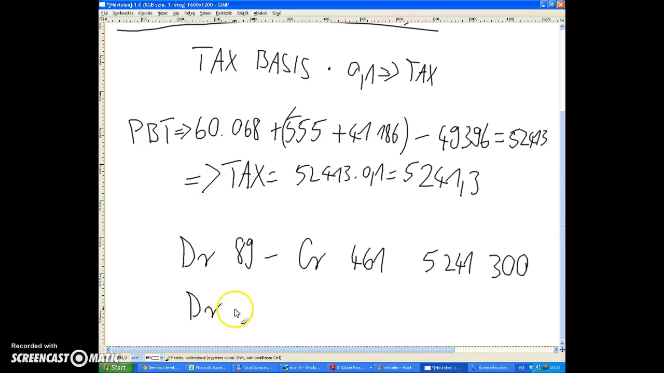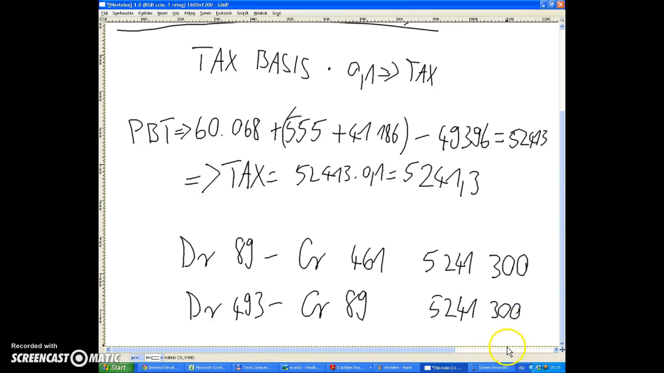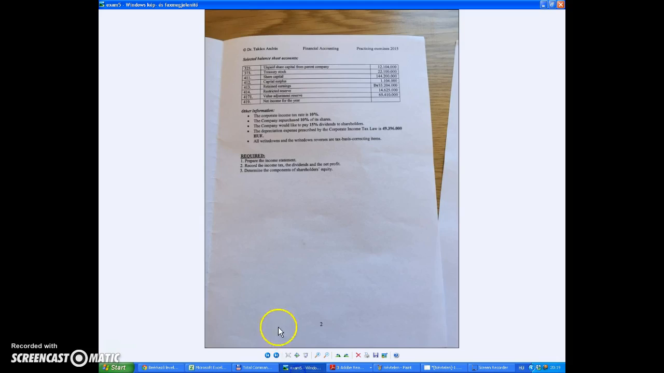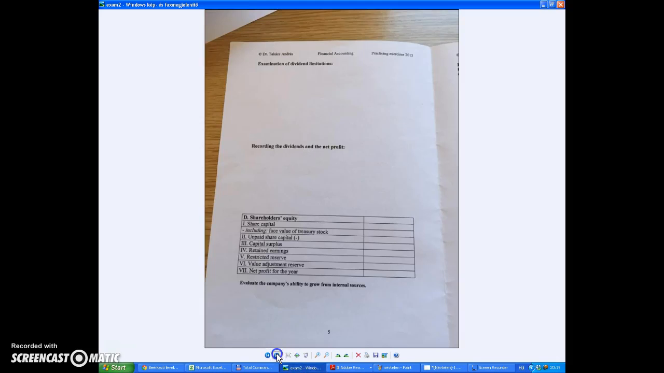We also have to put this cost. It has to decrease the profit before tax. So the entry of 493 is the recording. Is this the account for profit before tax? And we have to decrease this technical account, this 89 account, by the same amount. So now we have decreased our profit before tax by this corporate income tax. So this is what the question asked us. So the question was calculation and recording of income tax. We have calculated, and we have also recorded.